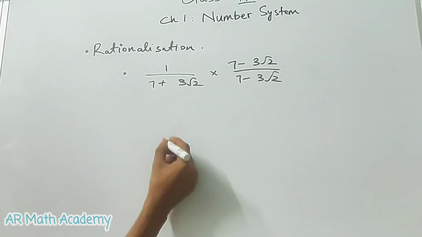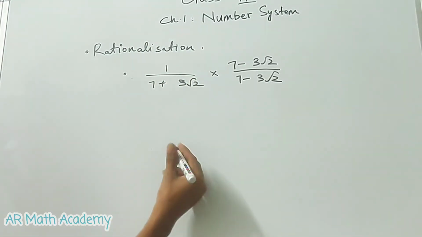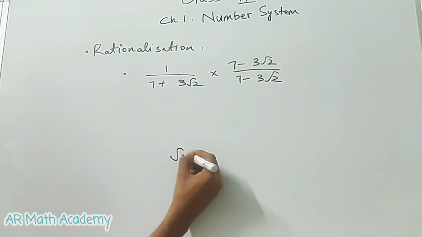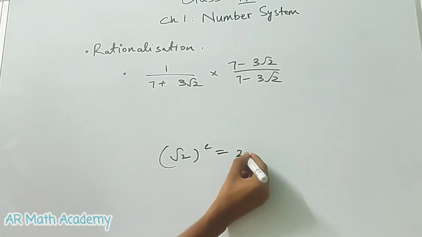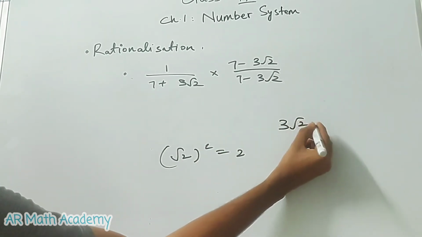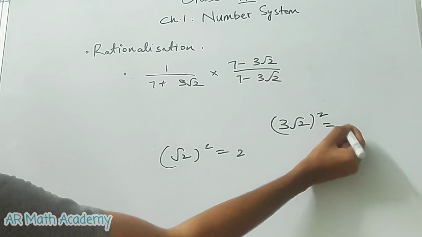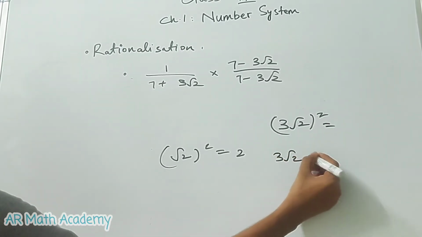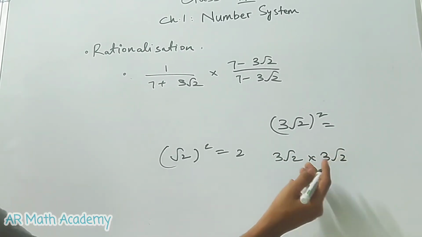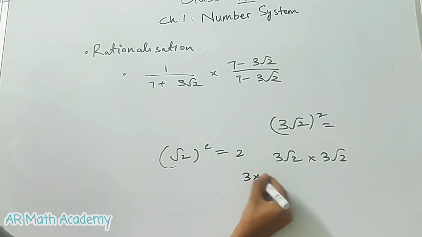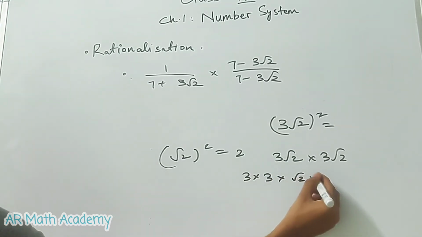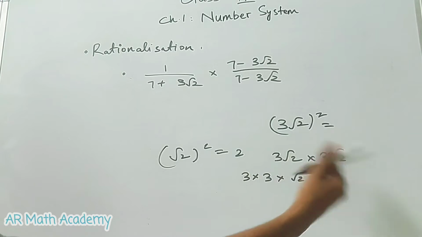Suppose in case of root, you have the term root 2. Now root 2 square will become 2, right? Now similarly you have the term 3 root 2. Now what is 3 root 2 square? 3 root 2 square is 3 root 2 times 3 root 2. Now as I told you, separate these numbers, 3 times 3 and root 2 times root 2. These are all multiplication, right? So you can separate it accordingly.